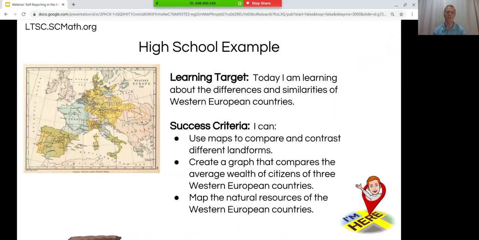And here's a high school example. Today I'm learning about the differences and similarities of Western European countries, and I can use maps to compare and contrast, create a graph, and map natural resources. All right, so those are 3 examples, but you can kind of see how they got a little more challenging as we went through the years.